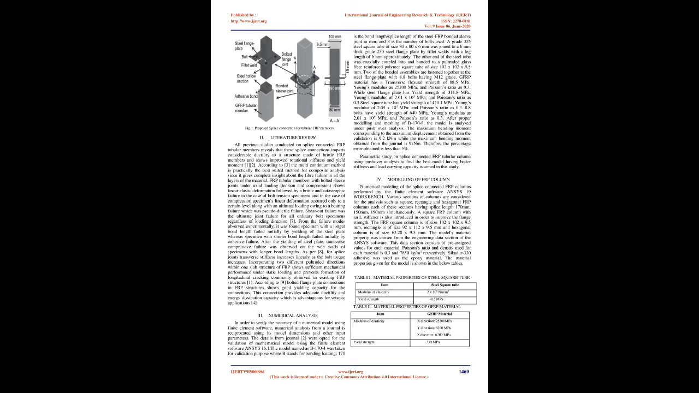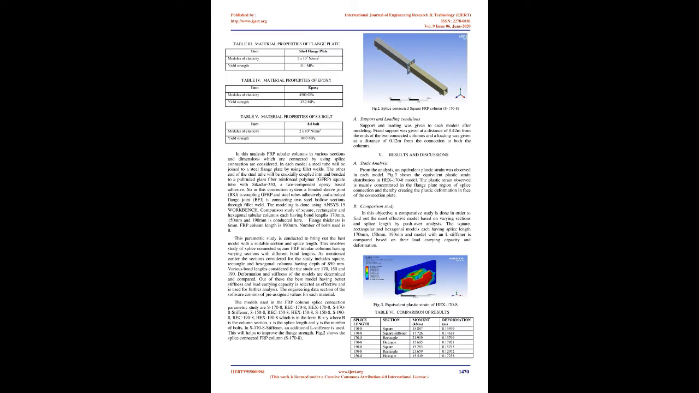A grade 355 steel square tube of size 80 x 6 mm was joined to a 6 mm thick grade 250 steel flange plate by fillet welds with a leg length of approximately 6 mm. The other end of the steel tube was coaxially coupled into and bonded to a pultruded glass fiber reinforced polymer square tube of size 102 x 102 x 9.5 mm. Two of the bonded assemblies are fastened together at the steel flange plate with 8.8 grade M12 bolts.